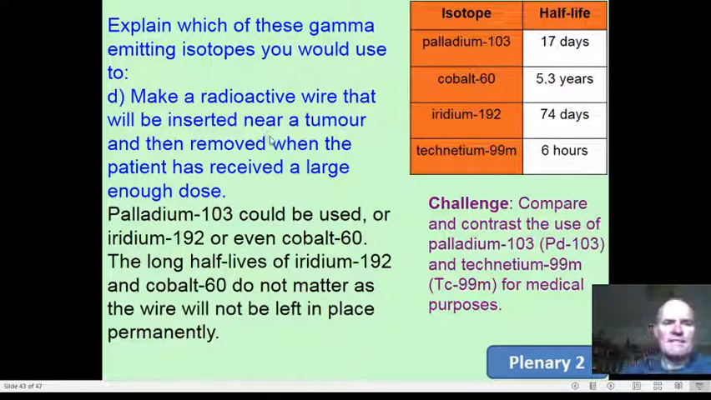To make a radioactive wire to be inserted near a tumour, palladium or iridium, either of those will do, or even cobalt-60. There's a range of answers here. Okay, the long half-lives don't matter because the wire's not going to be left in there. It's actually going to be withdrawn. So the fact it's got a long half-life in this instance isn't that critical, because you're actually going to put the wire in there and then take it out away from the patient. So we're controlling the amount of dose the patient receives rather than relying on its half-life, because it's inside the body. This is external, it's internal, but it's controlled and removed from the body. So any of those could do it, and if you can justify it, that's fine.